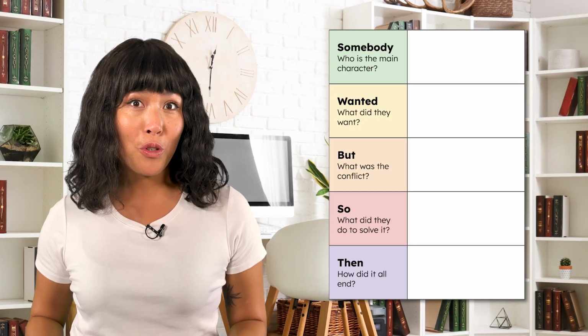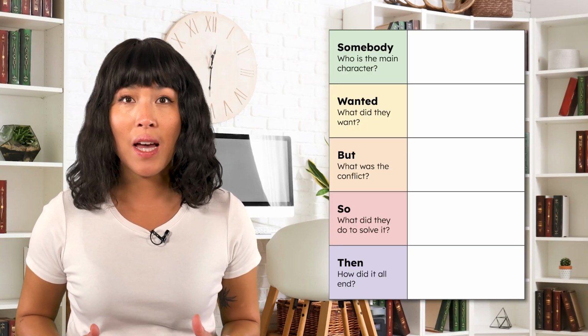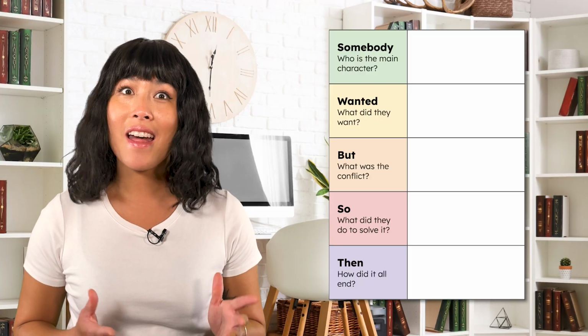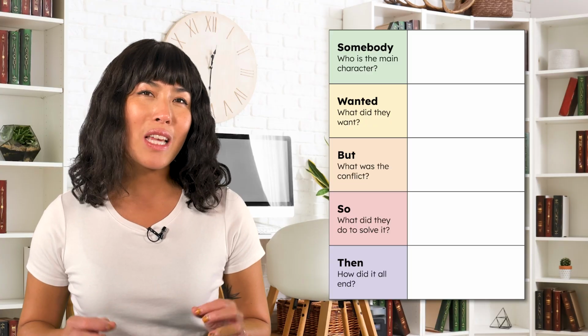Instead of facts, stories have things like characters and problems. Those are the sort of things we include. Let me show you how. A helpful tool for summarizing stories is the somebody wanted, but so then organizer, which has different sections we fill out. Here's how it works.